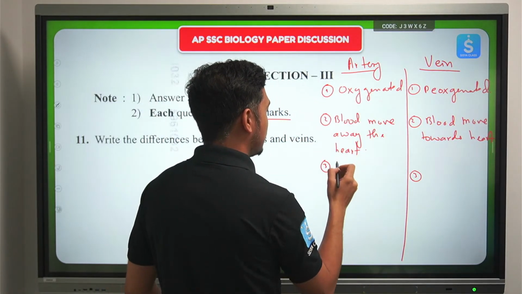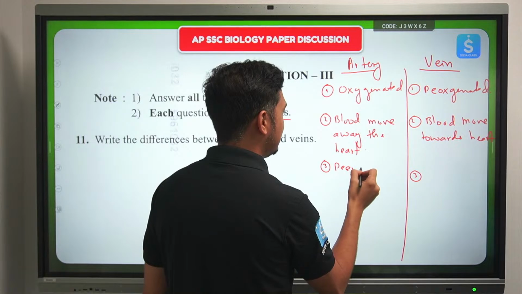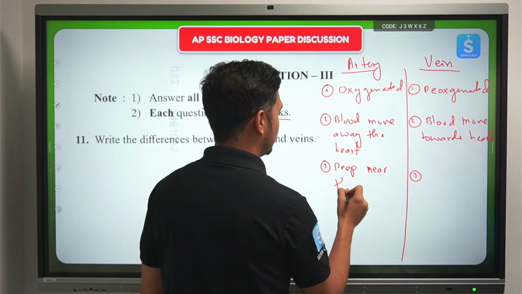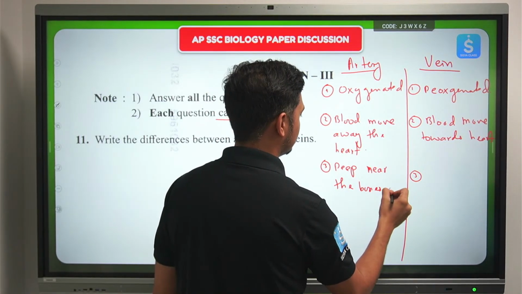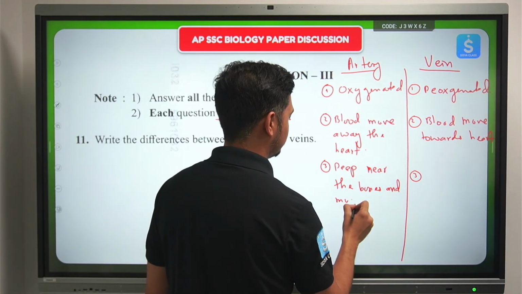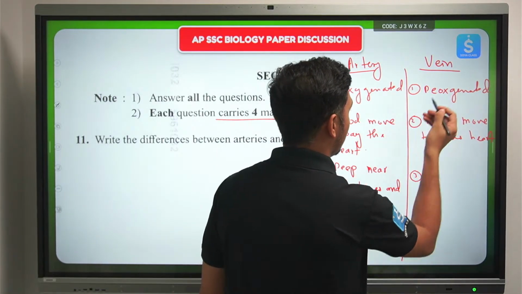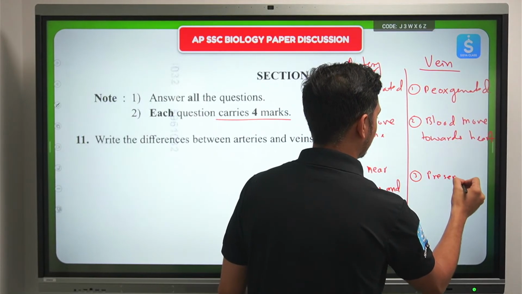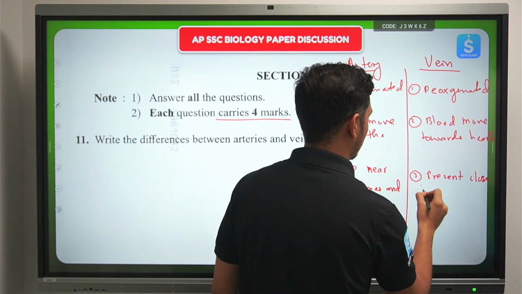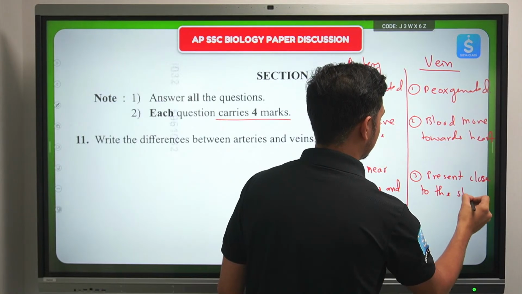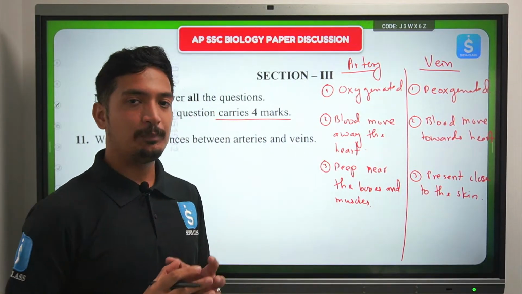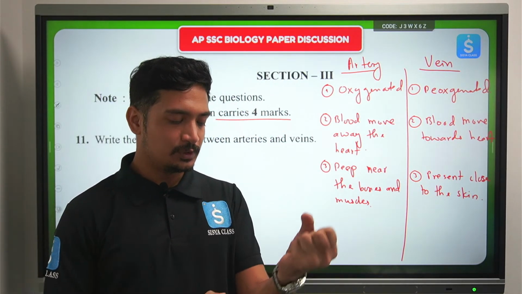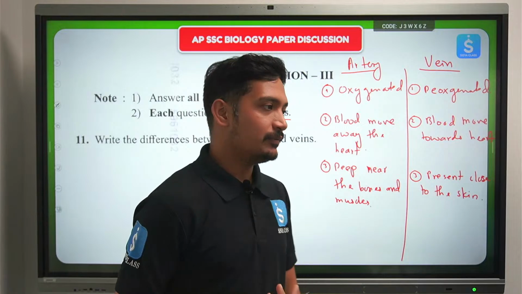So we'll say that arteries are embedded deep near the bones and muscles. And veins, you see, are present close to the skin. So if you talk about blood vessels which are deep inside, that will be artery, and those that we can see like this are actually veins.